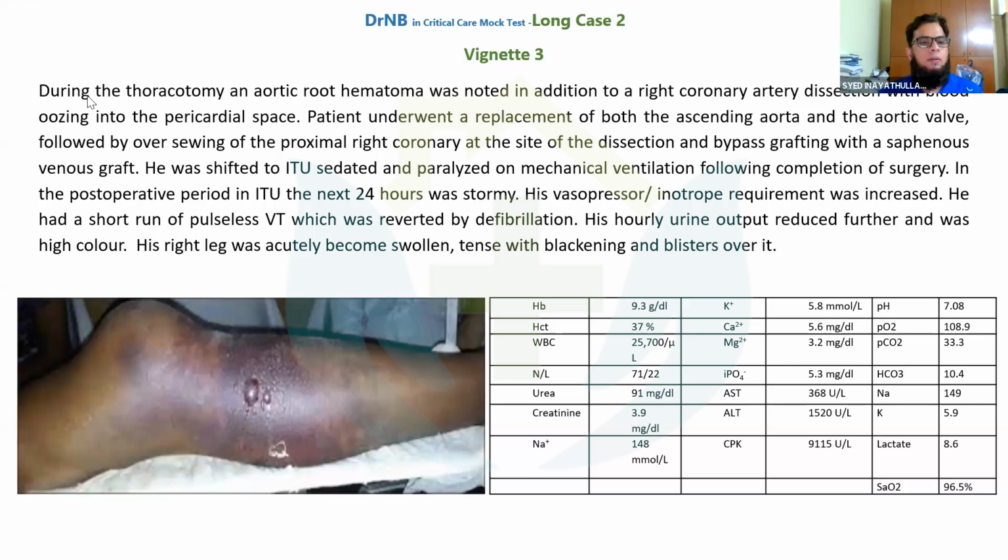So the picture is consistent with swelling and discoloration and blistering in the anterior aspects of the leg with marked swelling.